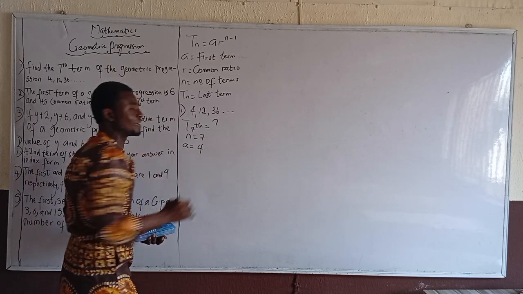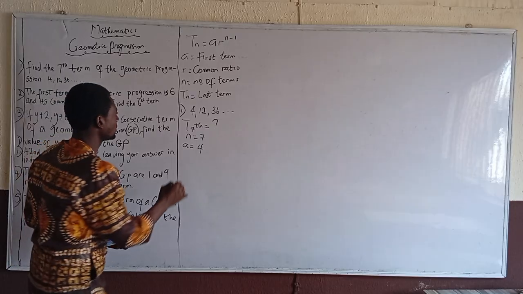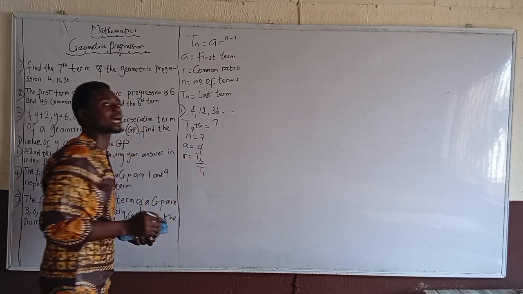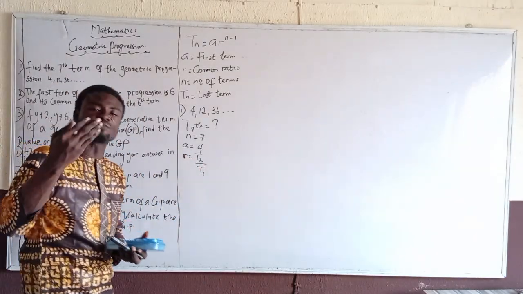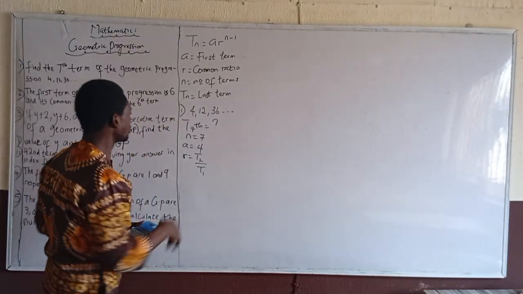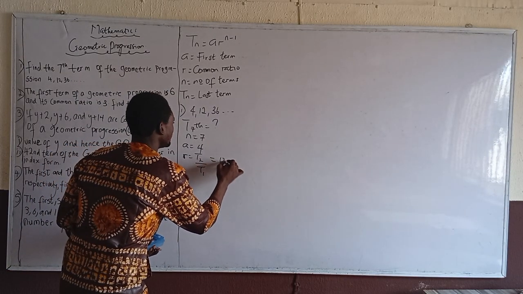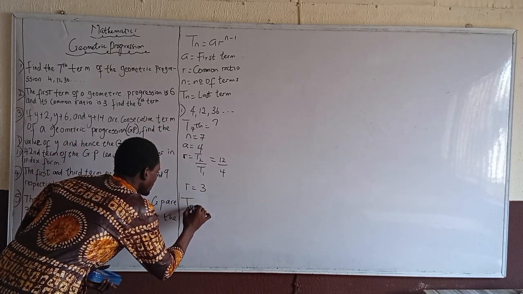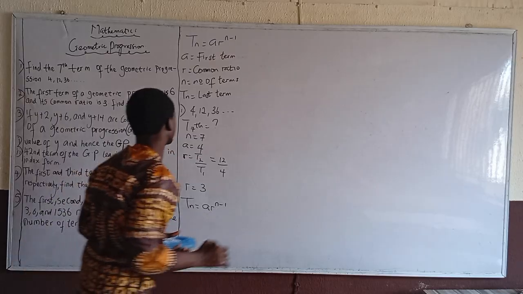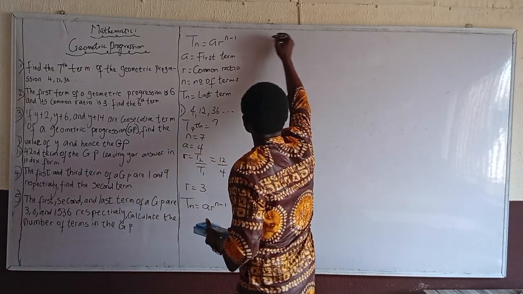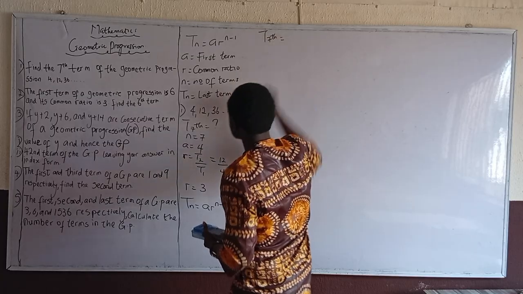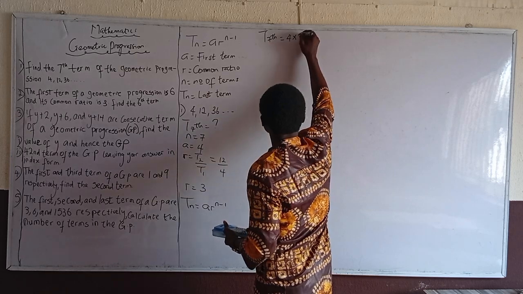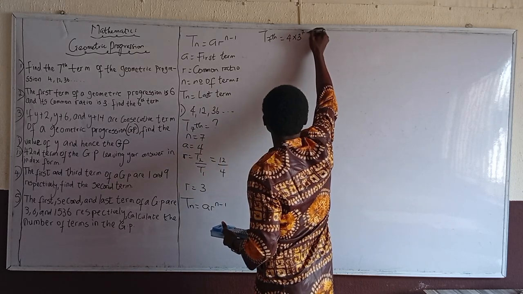My A is 4, the first term, and my common ratio, that is R, is the second term divided by the first term. When we talked about AP, that was the common difference, which we subtract. But common ratio, we divide. So here it becomes 12 divided by 4. So my common ratio here is 3. And my formula is Tn equals AR raised to n minus 1. So from this, my T7 becomes: my A is 4, common ratio R is 3, raised to 7 minus 1.